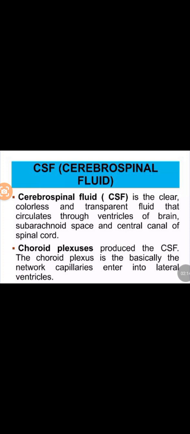Choroid plexus is basically the network of capillaries that enter into lateral ventricles. So the group of network of capillaries we call as choroid plexus that enter into lateral ventricles. And from each lateral ventricle, fluid goes through the opening of interventricular foramen into the third ventricle. From the lateral ventricle to the third ventricle through the interventricular foramen, the CSF will flow. And from the third ventricle to the fourth ventricle through the cerebral aqueduct, the CSF will flow.